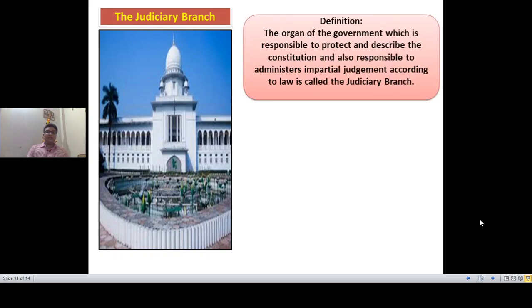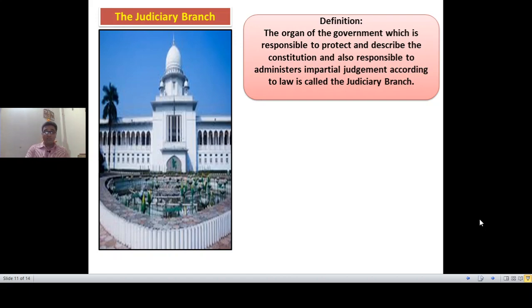This is the definition. The organ of government which is responsible to protect and describe the constitution and also responsible to administer impartial judgment according to law is called the judiciary branch. And this definition is highly pragmatic, and you can use this definition in your answer script.